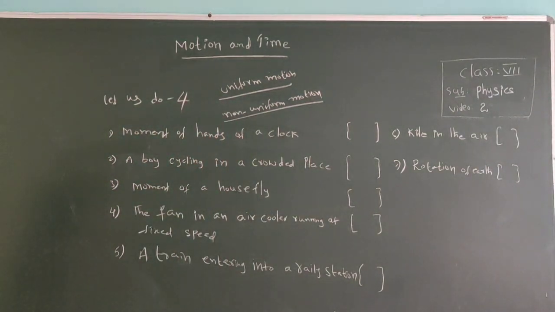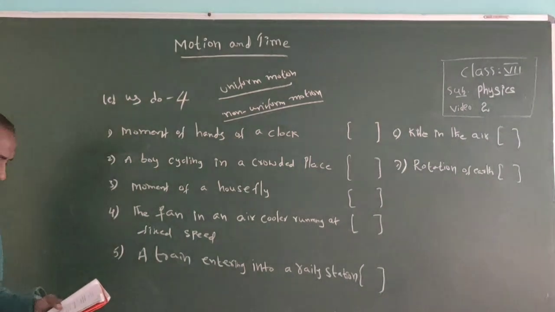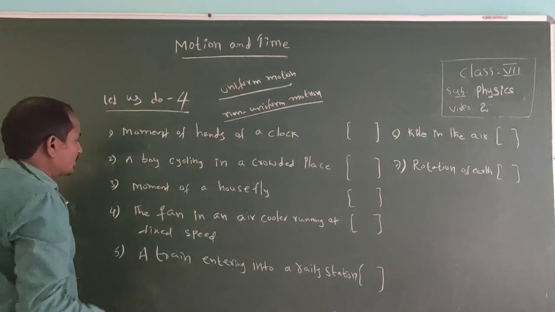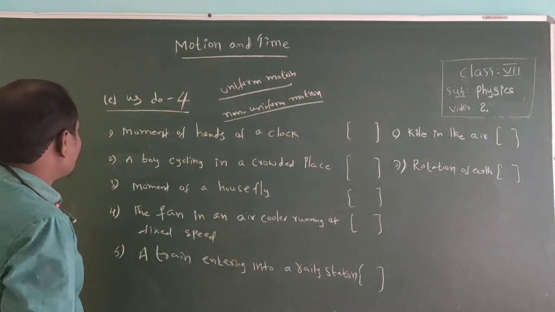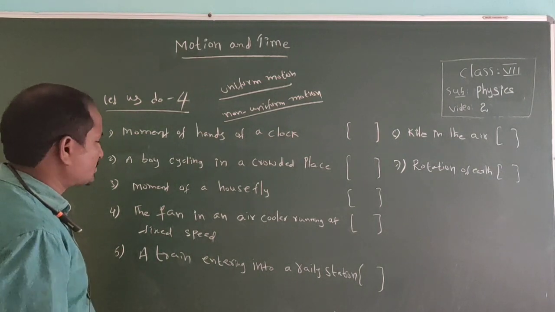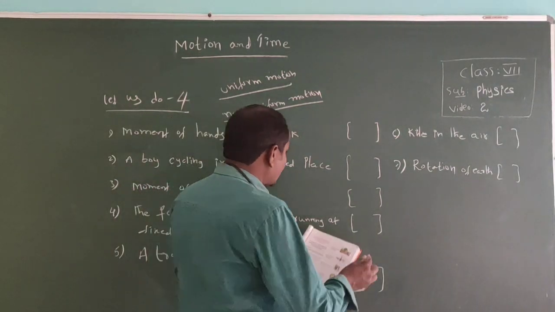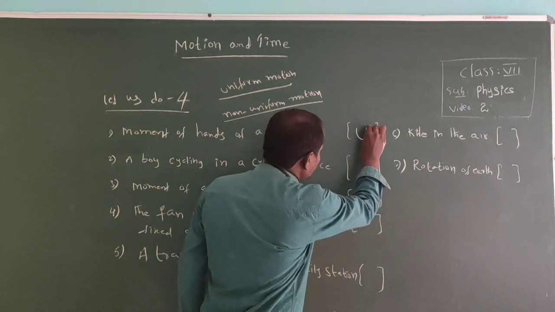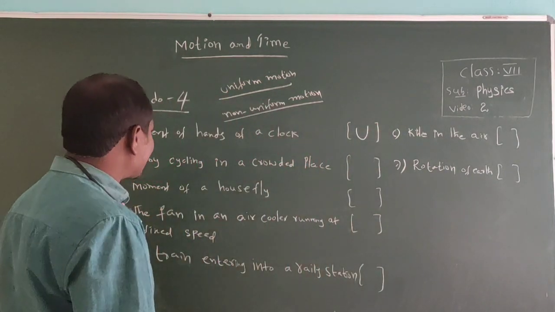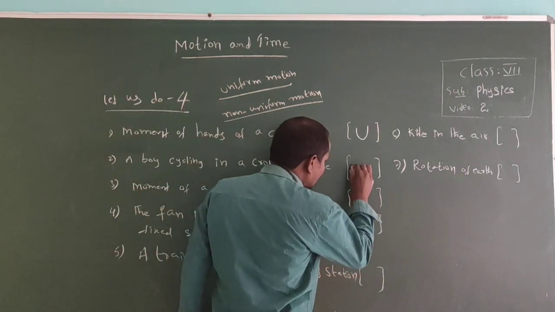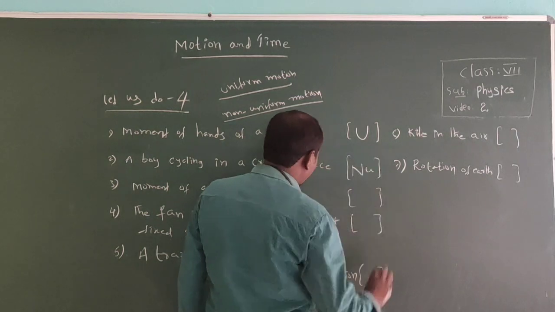So here let us do four. Identify the uniform motion and non-uniform motion. Okay, the first one. Page number 31. Movement of the hands of a clock. So movement of the hands of a clock is moving with a uniform motion. So that is U. Okay. Next, a boy cycling in a crowded place. That is non-uniform motion, NU.